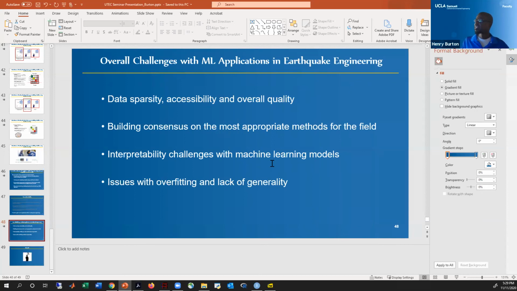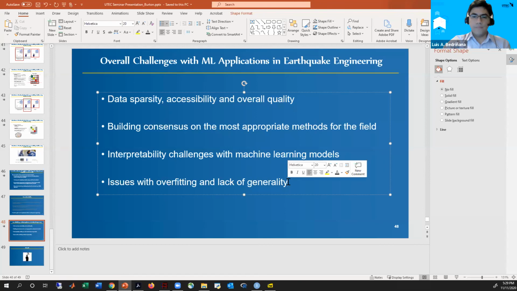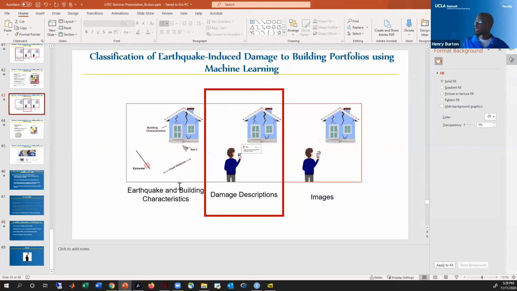I think a lot of the advances would come from being able to get different data sets and see which models perform well. But I think this idea of data fusion, building models that actually fuse different types of data, is one that I'm particularly interested in. For example, I showed this slide where first we use building characteristics as the predictors, then we use written damage descriptions. That's a field called natural language processing. We also tried to develop a model with images that didn't work out well because I didn't think we had the right number of images.